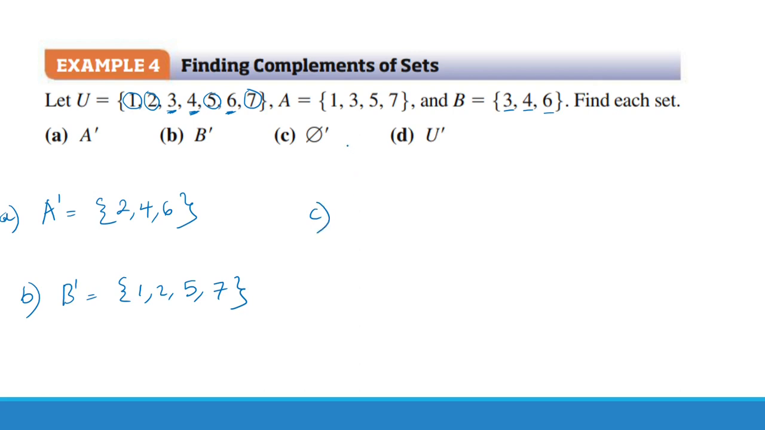Part C, the complement of the empty set. The complement of the empty set is going to be our universe. What's the opposite of emptiness? Well, it's everything in the universe. Part D, the complement of the universe. What is the opposite of all of the elements? Well, there's nothing else. So the complement of the universe is the empty set.